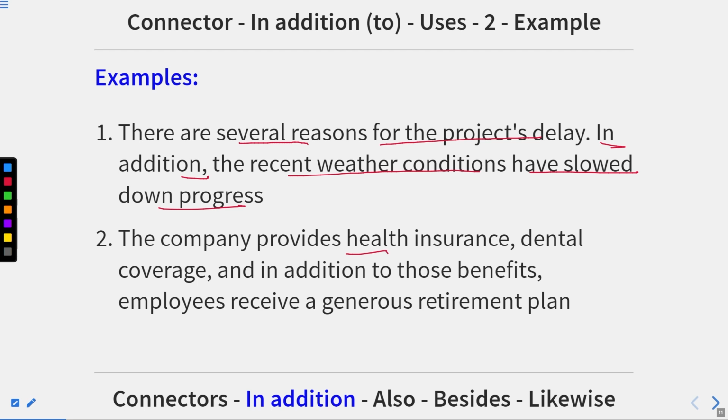The company provides health insurance, dental coverage, and in addition to those benefits, employees receive a generous retirement plan. So here, "in addition to" is used, and you can see that there is a noun phrase after "in addition to", and then the extra information is written, that is, employees receive a generous retirement plan.